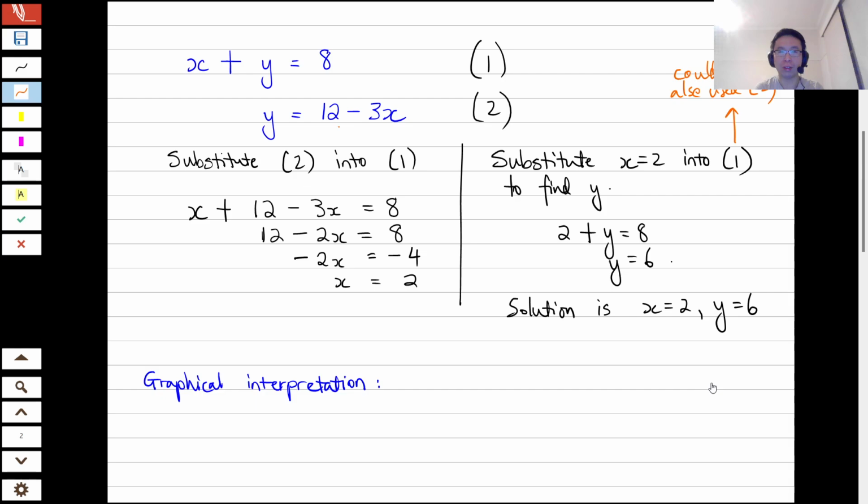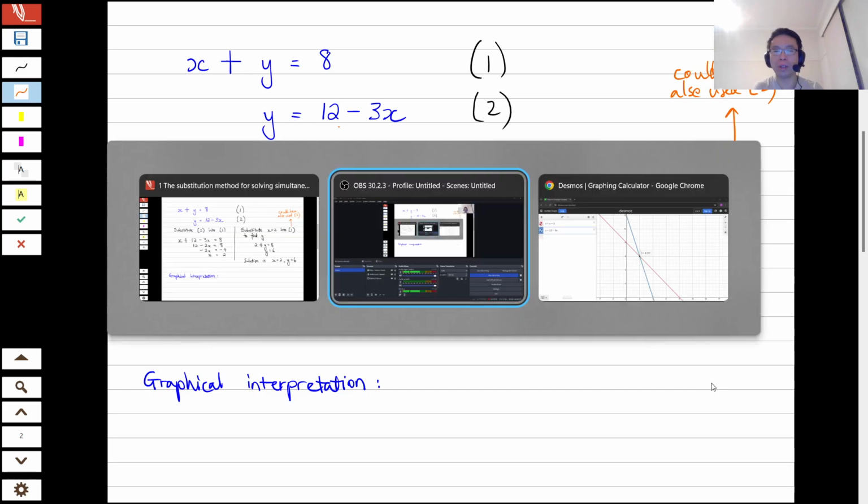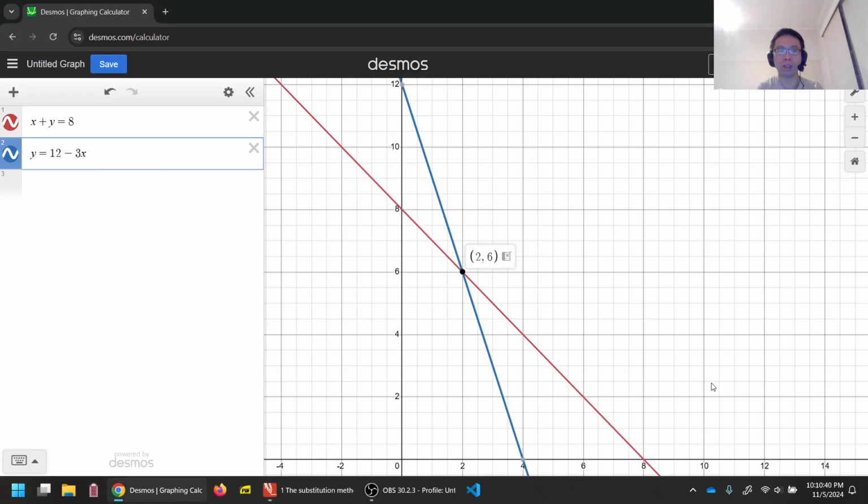One thing I'd like you to keep in mind as we do this work on simultaneous equations is the graphical interpretation. So what I've done in another window is I have graphed the two equations, x plus y equals 8 in red, and y equals 12 minus 3x in blue. And what you'll see in the middle here is the two lines meet at a common point. And the coordinates of this point are x equals 2 and y equals 6. That is the exact same numbers that we found.